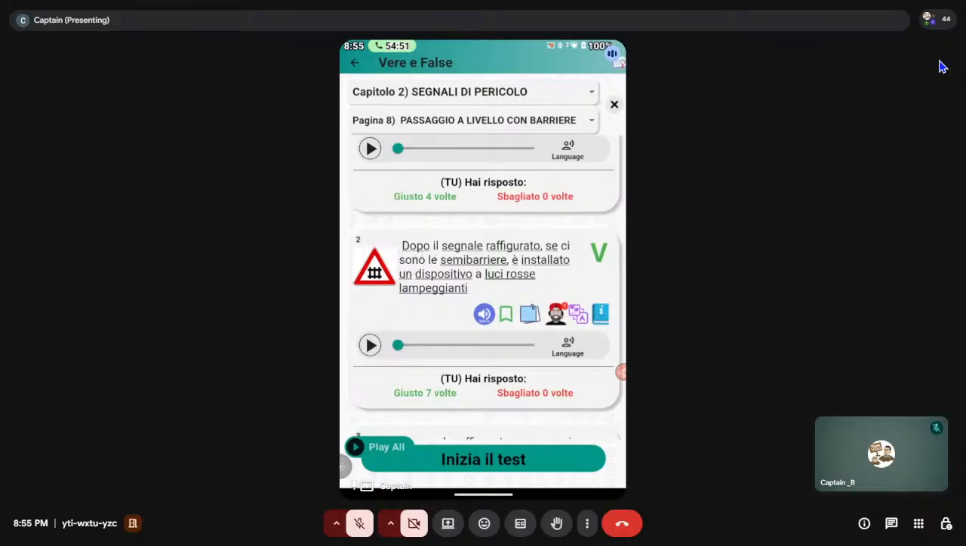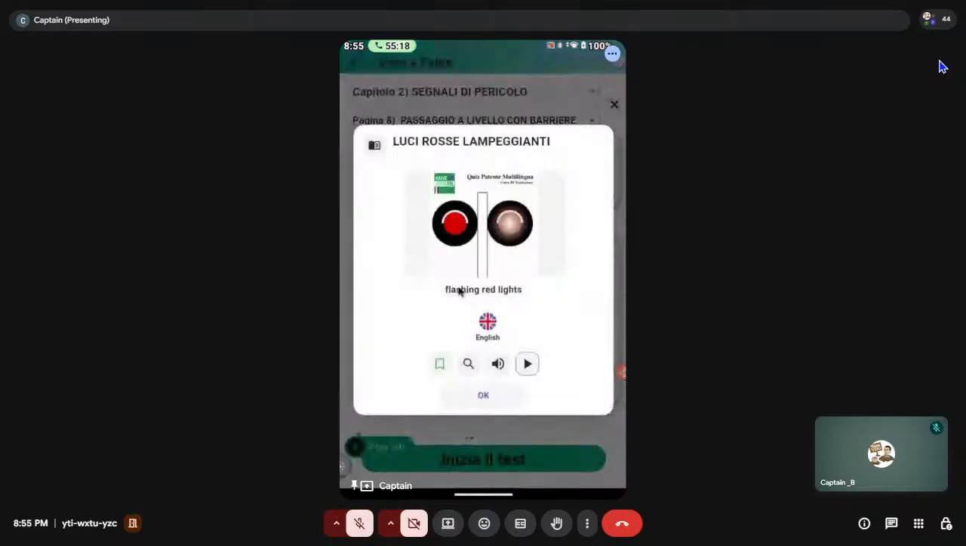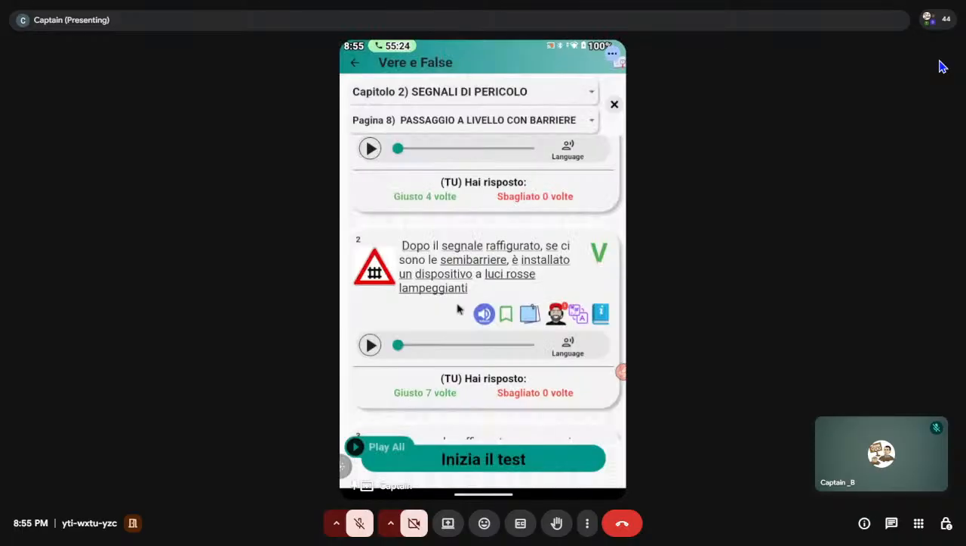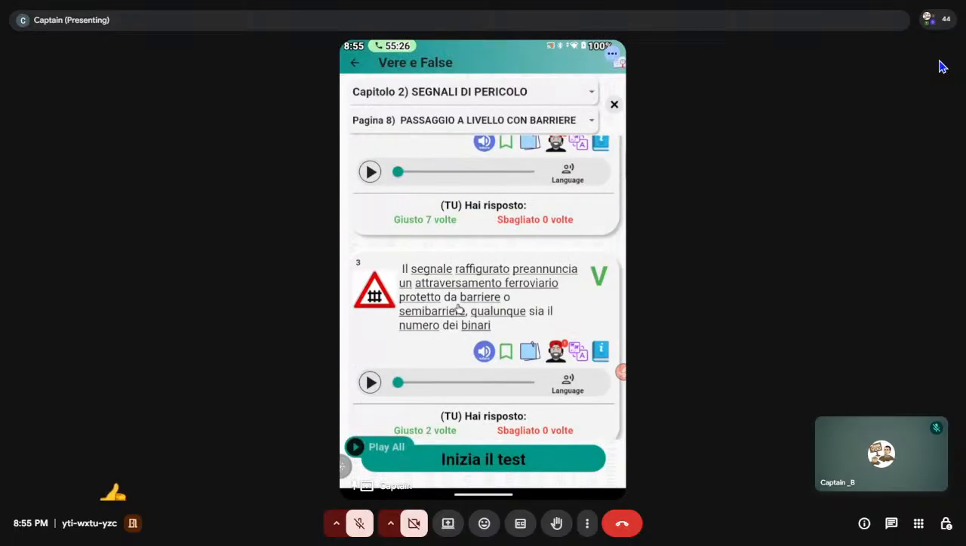Dopo il segnale raffigurato, after this sign, se ci sono la semi-barriera, if there are barriers, if there are semi-barriers, which is the half barrier, okay? È installato, and is installed, un dispositivo, an installation of a device. Dispositivo, you mean device. Luce rossa lampeggiante, red blinking lights. Red blinking light like this. Now, I guess most of you must have seen it. Let me say most of you people see it in your country, in your state.